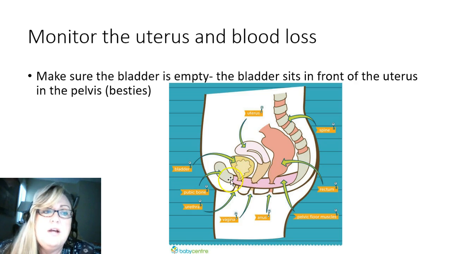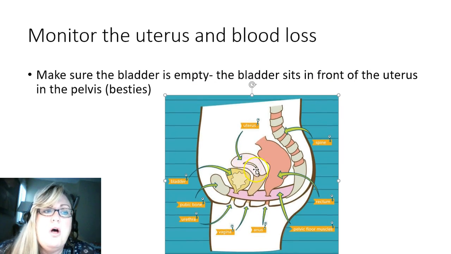So if this bladder overfills, and you can see that right here, it will cause this uterus to go up and soften because it has no room to contract down because the bladder is filling the space. So very important for you to palpate the bladder and make sure the bladder is empty. Assist her to the bathroom, or if she's had an epidural, make sure that you cath her to get fluid out of the bladder so the uterus has a place to sit and contract down, so that the bladder does not occupy that space.